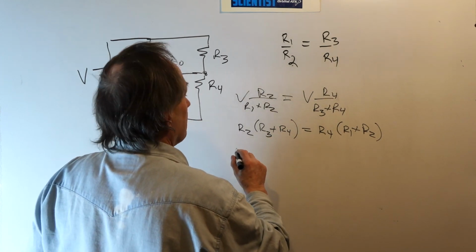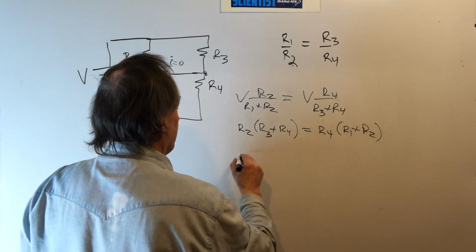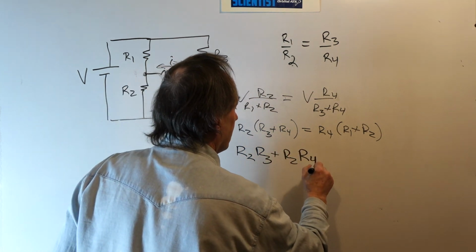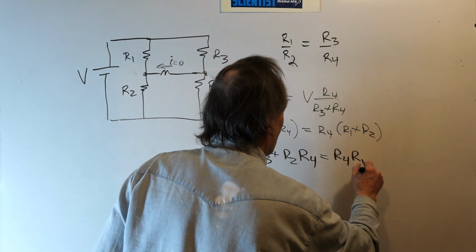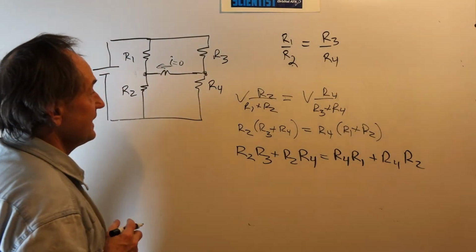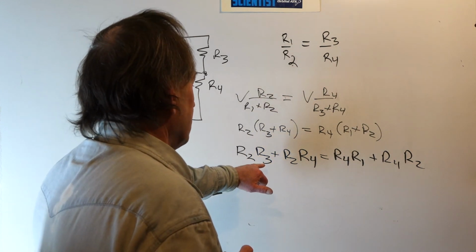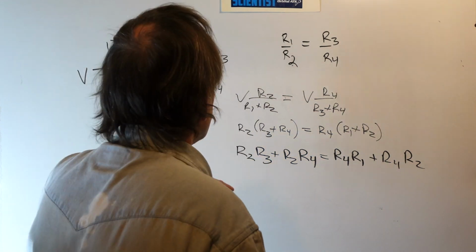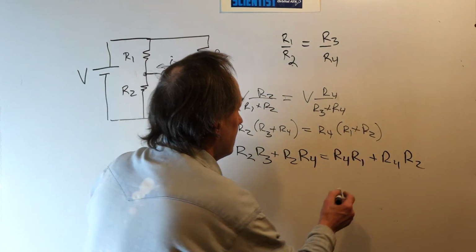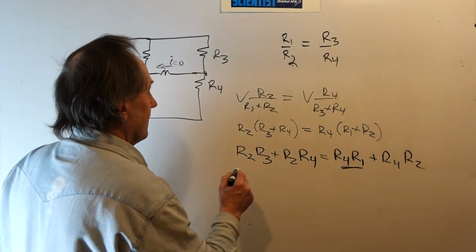Now we see here, well, let's multiply first through. We have R2 R3 plus R2 R4 is equal to R4 R1 plus R4 R2. For that to be equal, what needs to be the relationship here? Well, let's look at R1 R4, and R2 R3.